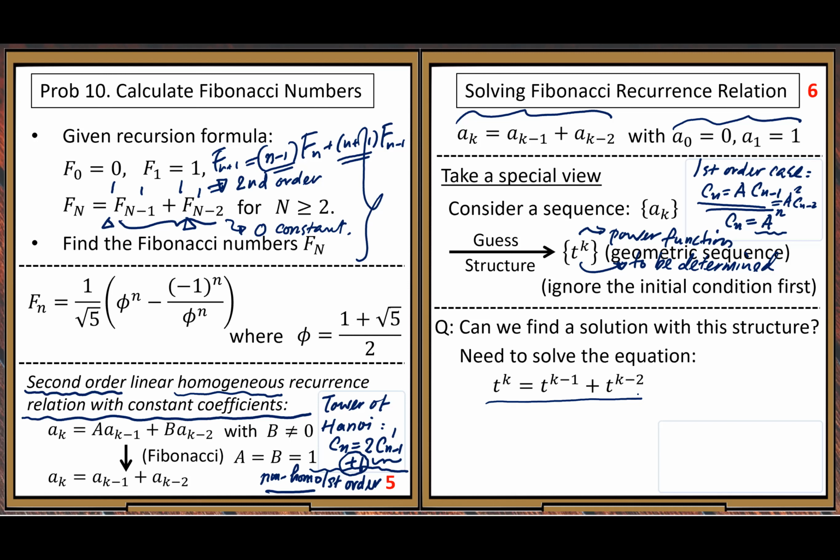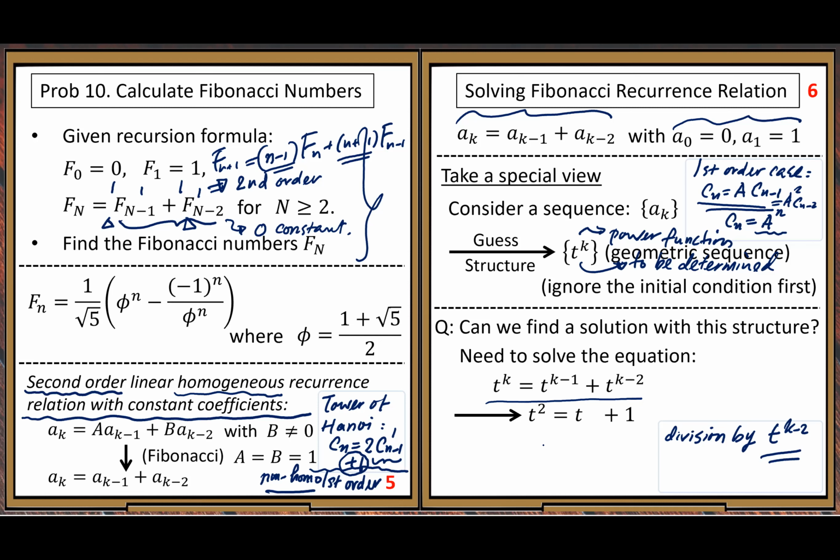K is unknown. Can we simplify it? Can we make this equation as simple as possible by cancellation? We can do some cancellation. Actually, we do division by the lowest power of t, t to the k minus 2. Do this division on both sides.